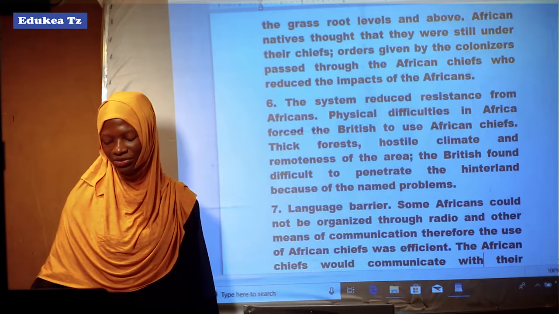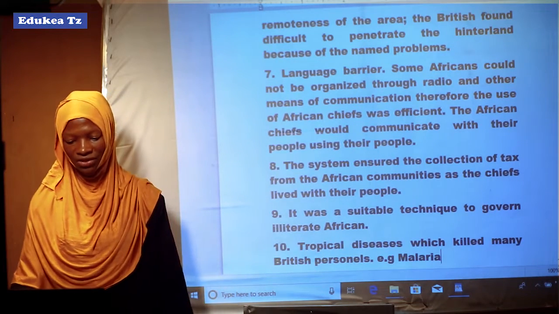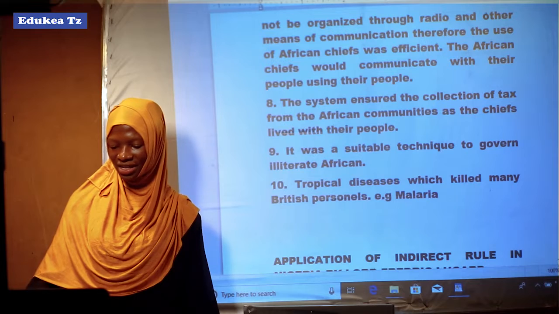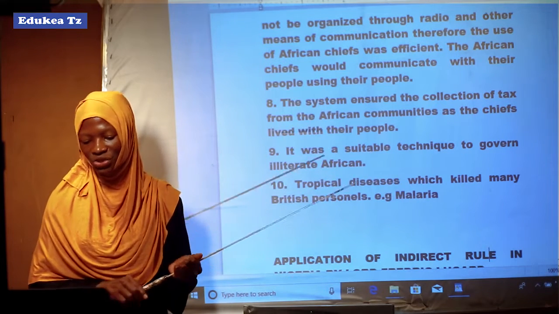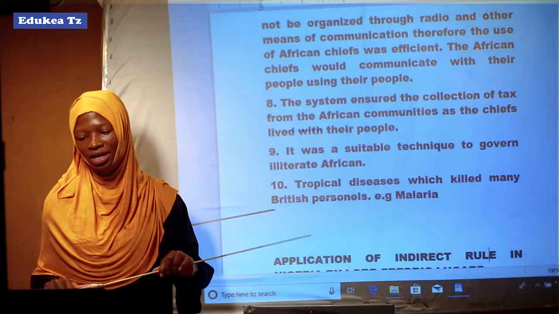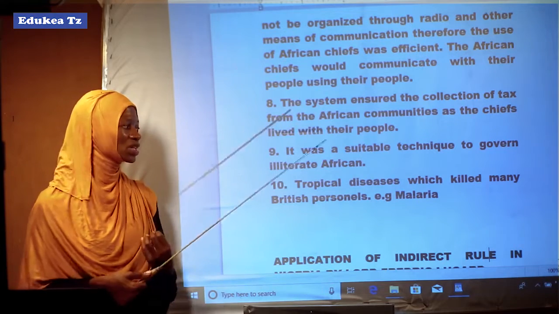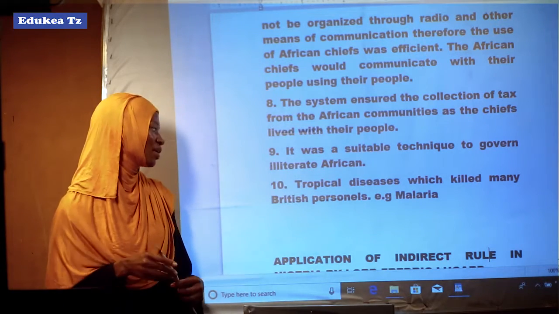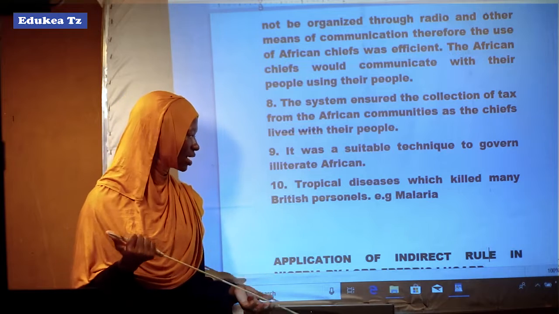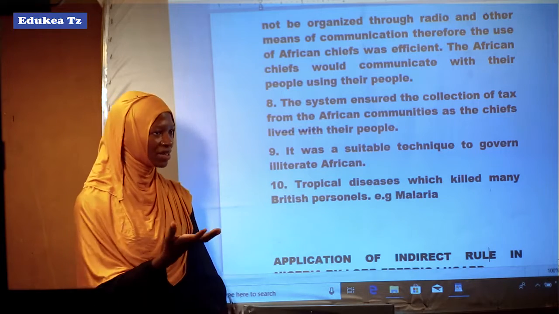Resistance, as said; another is the language barrier. Another is that the system ensured effective tax collection. Another suitable point is tropical disease, which killed many British personnel. Tropical diseases like malaria killed many Europeans there. The tropical condition of the main African part was not suitable for the survival of Europeans. That's why they used our local rulers to represent them instead of going there directly.